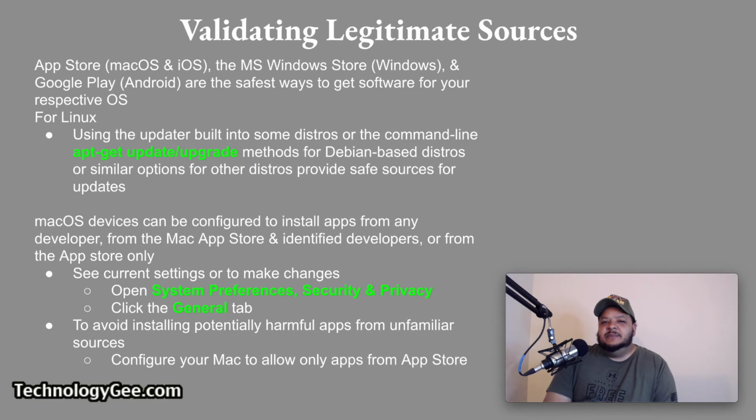Mac devices can be configured to install apps from any developer, from the Mac App Store and identified developers, or from the App Store only. To see the current settings or to make changes, open System Preferences, Security and Privacy, and click the General tab. To avoid installing potentially harmful apps from unfamiliar sources, configure your Mac to allow only apps from the App Store.